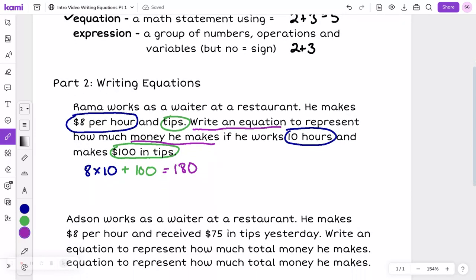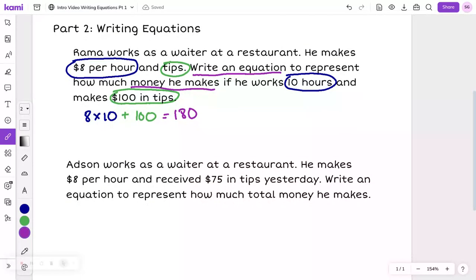The second story is going to sound really similar, but it is more the type of story we saw in pre-algebra. Here we have Adson works as a waiter at a restaurant. He makes $8 per hour and received $75 in tips yesterday. Write an equation to represent how much total money he makes. Again, this is review, especially if you took pre-algebra with me. So go ahead, stop the video and try this problem.